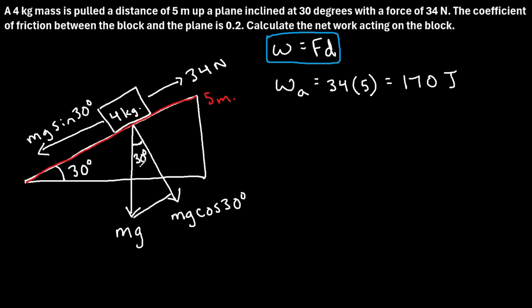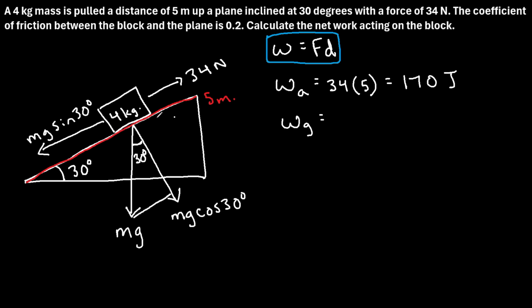Okay, so now that we've established that, the next work value that we're going to calculate is the work of gravity. And in this case, because the block is on this inclined plane, we're only concerned with this parallel force of gravity right here, which is exactly opposing this force that's pulling it up the incline. So the work done by gravity is simply going to be this force multiplied by the displacement. So let's write that down.